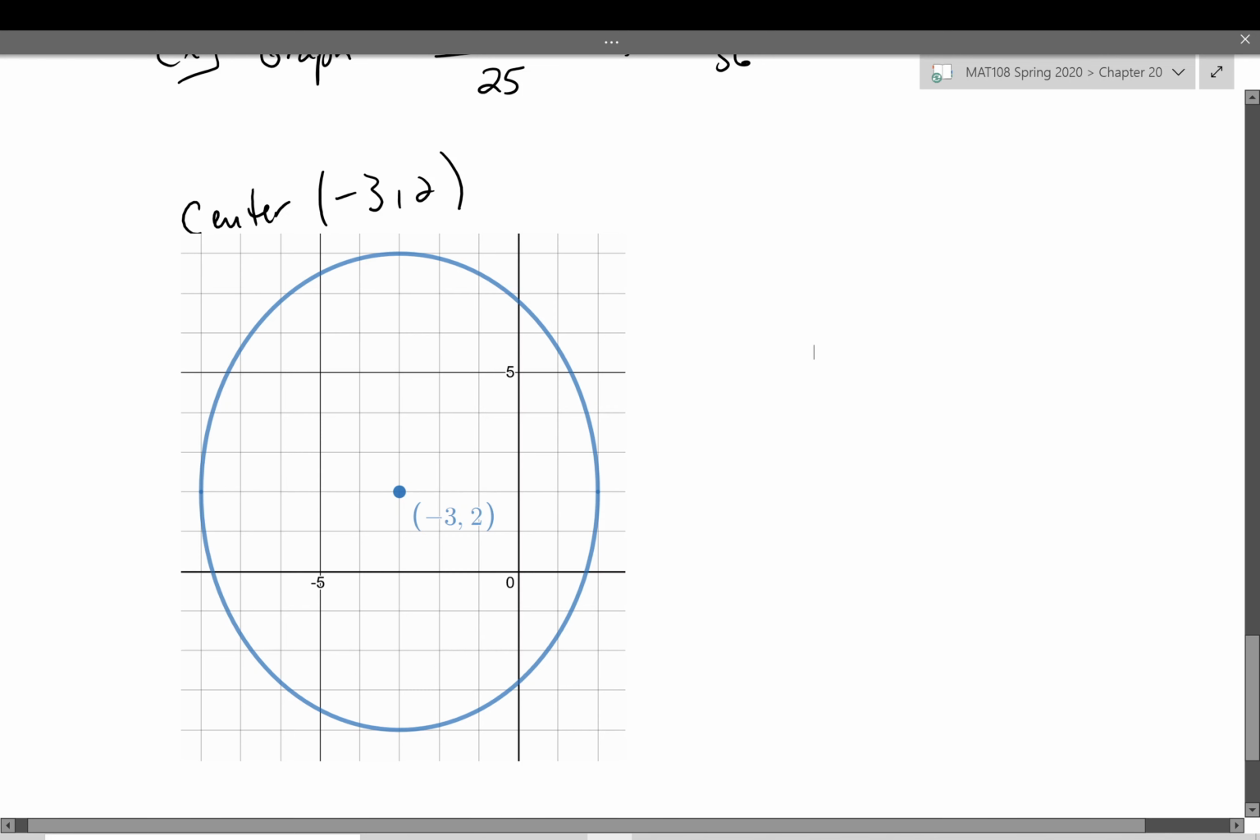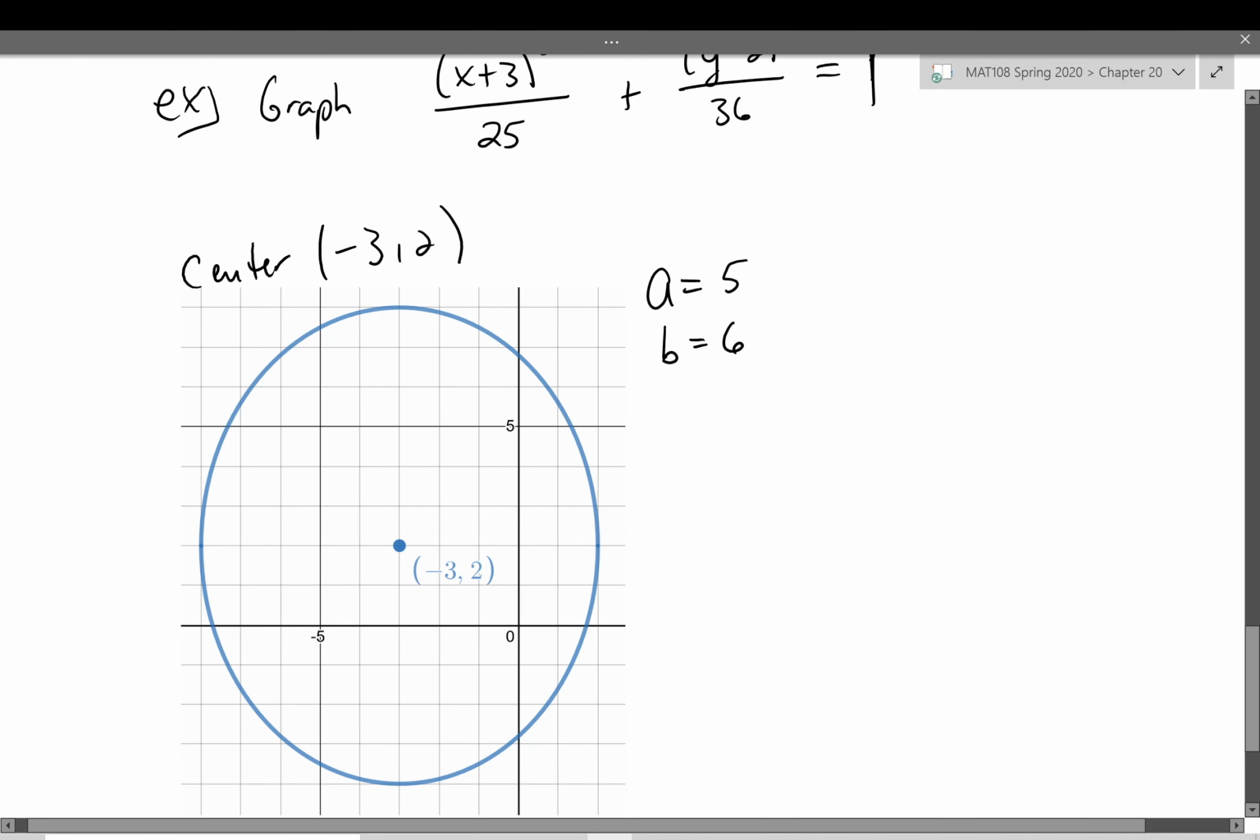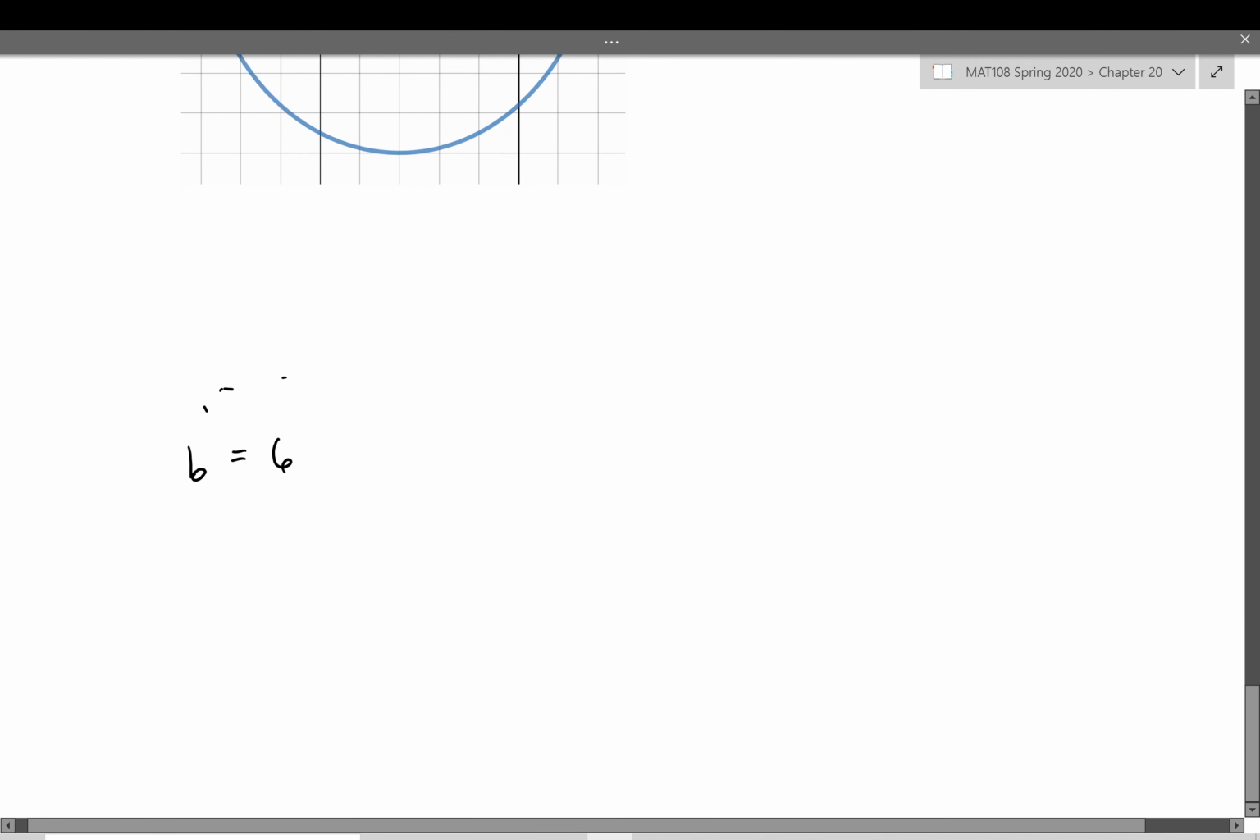Okay, so here we go. We know A equaled 5 and B equaled 6, okay, from the equation. So if you look here, 1, 2, 3, 4, 5. So I know that is A. And then B, 1, 2, 3, 4, 5, 6. So this distance right here is B. Okay? Oh, there's the A equals 5 and B equals 6.